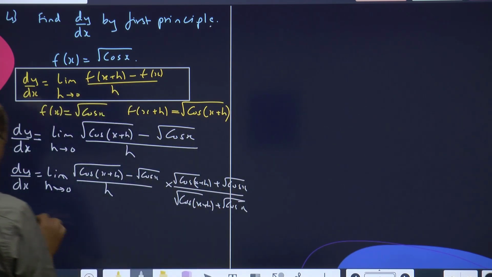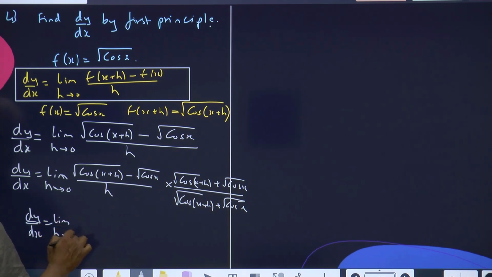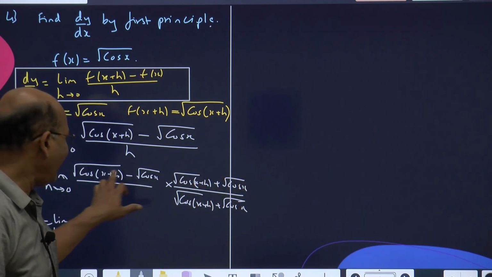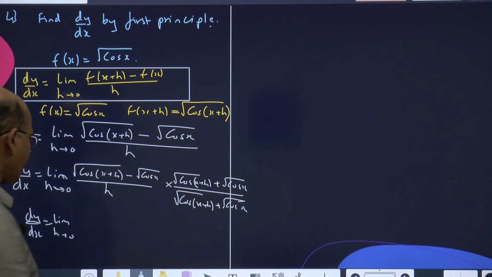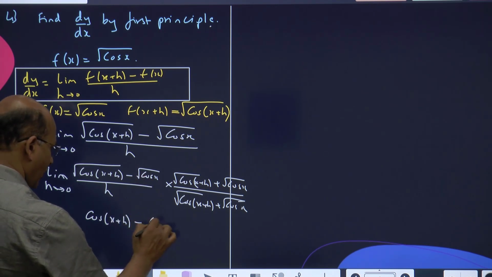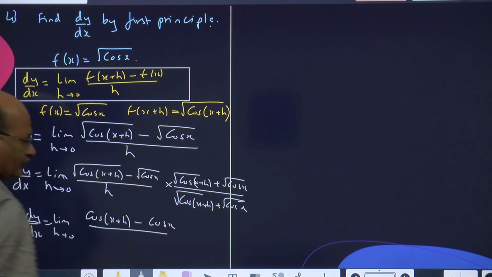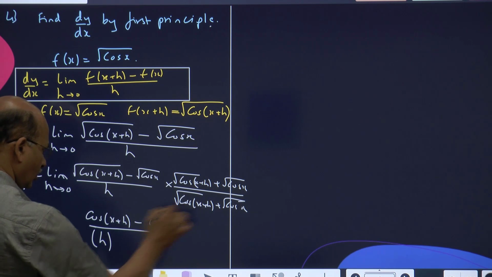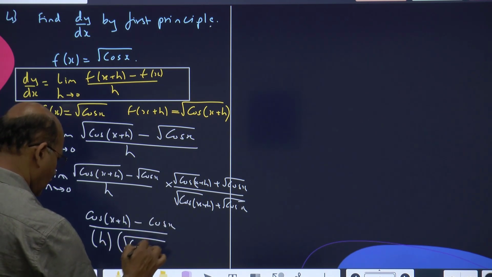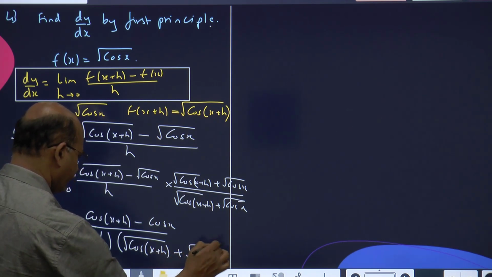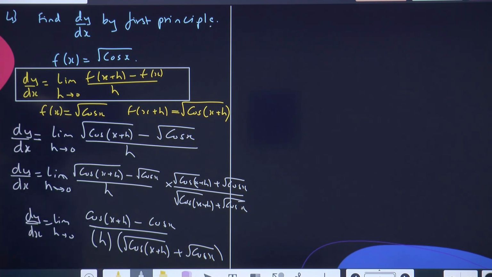dy/dx, if you want you can write it here, will be equal to limit as h approaches 0. Now see what happens: a minus b times a plus b is a square minus b square. So cos(x+h) minus cos x upon h into, this will be as it is, root of cos(x+h) plus root of cos x. Okay, I think I am done with this case.